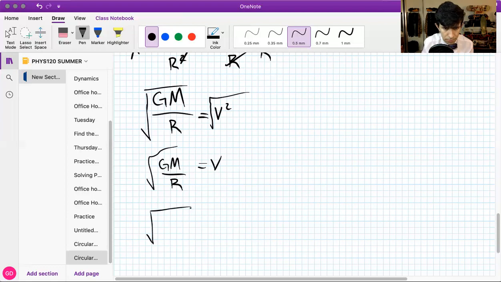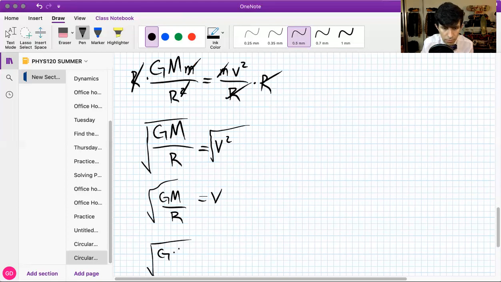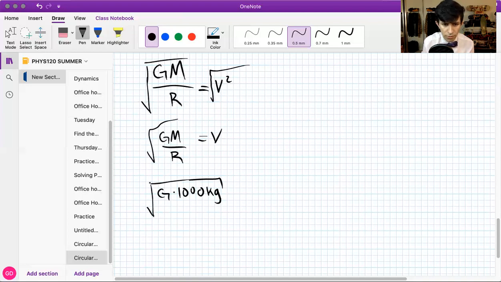So we would plug in the value for G. I'll mention it right here. M is 1,000. Sorry for the slow poke writing. This tablet's so slow only when it's recording for some reason.